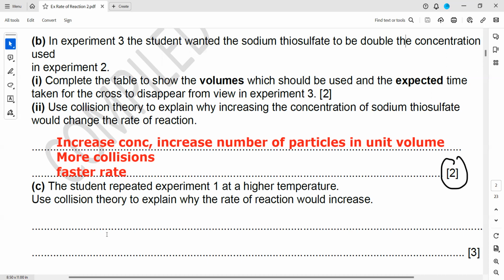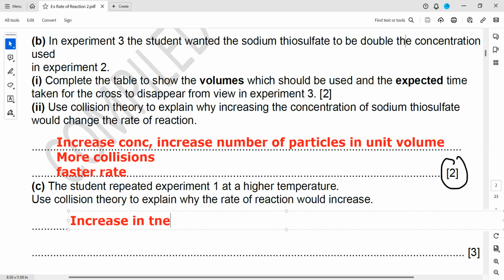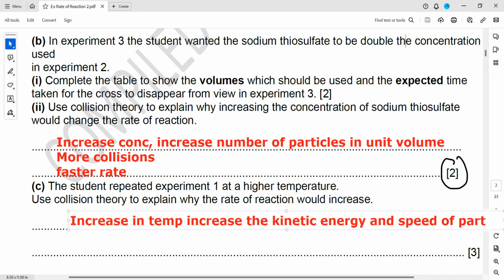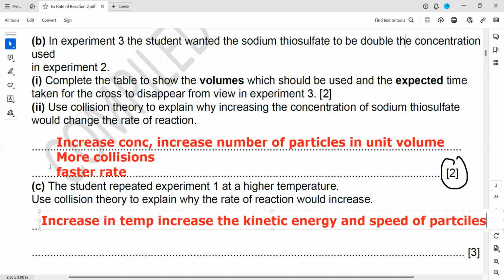So whenever a question is related to the effect of temperature on the rate, this is how you write your answer. First point: increase in temperature, I'm writing it in short as TMP, you can write it in full. Increase in temperature increases the kinetic energy and the speed of the particles. Sometimes increasing kinetic energy is 1 mark, and increasing the speed of the particles is 1 mark.